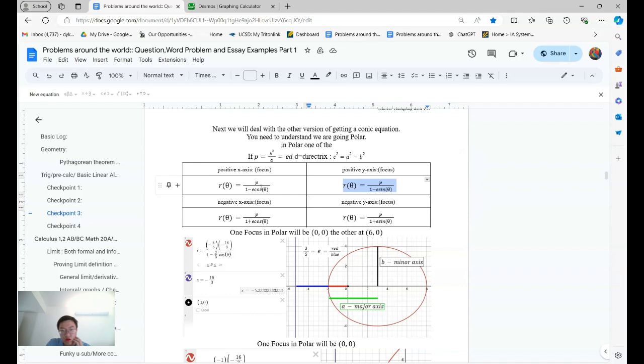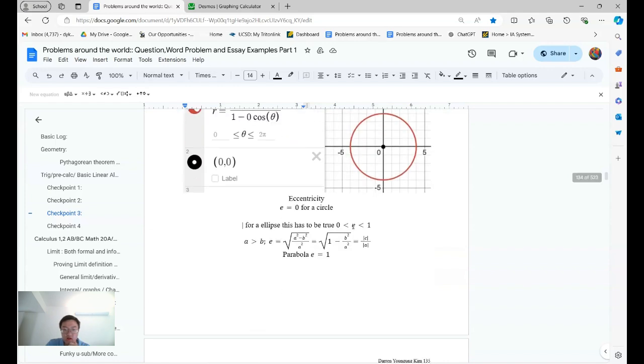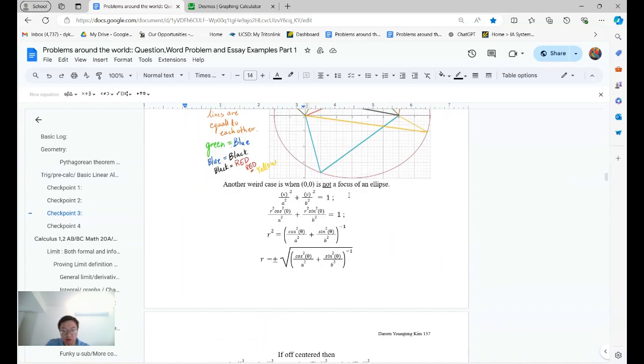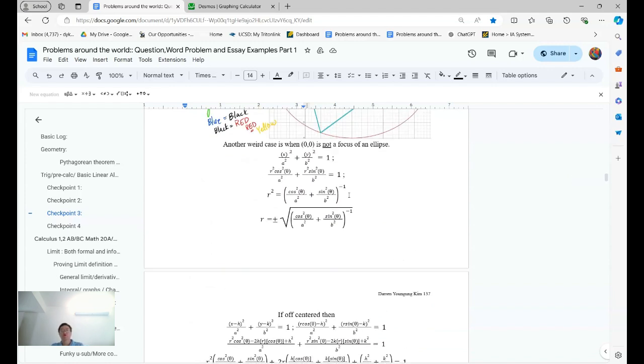For example, this is shifted by plus pi. You can change the angle, like the shift. Anyways, that's not the reason I'm here. I'm here for elliptical cases.